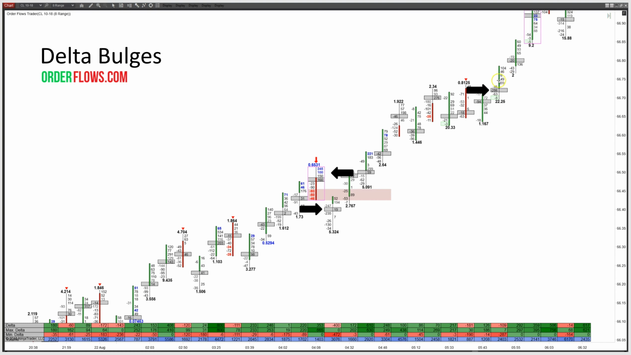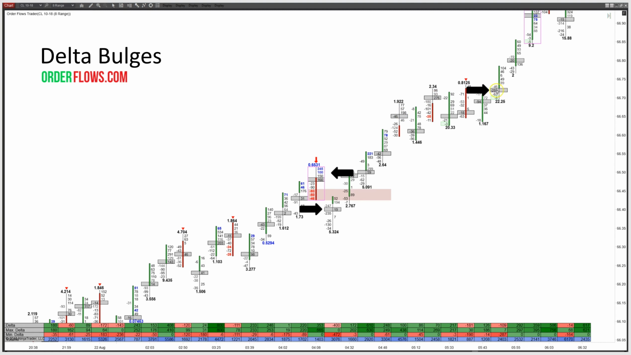I'd hardly call this a pullback, but in the next bar, it's appearing here. This is where you'd like to see it. If it was on the right-hand side of a green bar, I'm not too interested in it. Here, positive 198, positive 276. I should have also drawn the arrows there. To me, this is a bulge. 198, yeah, that would be borderline.